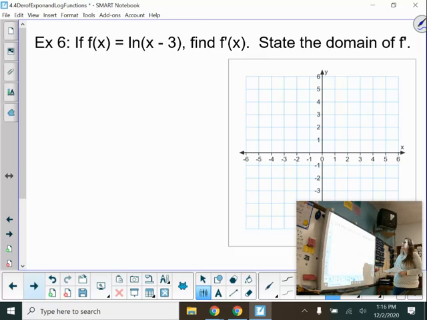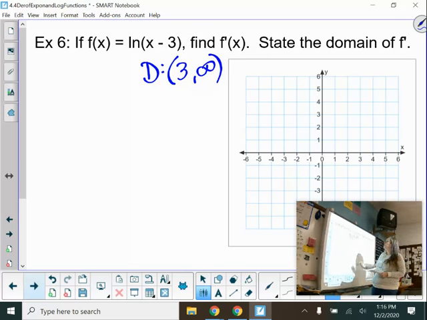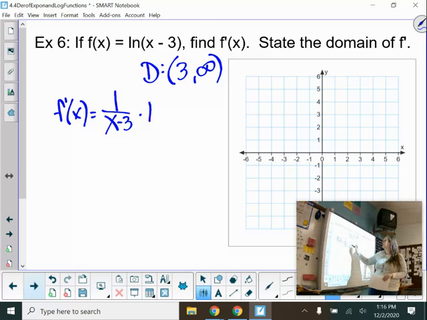Okay. So example 6, we have if f of x is equal to the natural log of x minus 3, find f prime and state the domain of f prime. Well, the domain of the original is going to be 3 to infinity. Notice 3 is not included, so we could plug in anything that is greater than 3 into the original problem. The derivative is 1 over x minus 3 times 1, which is 1 over x minus 3.